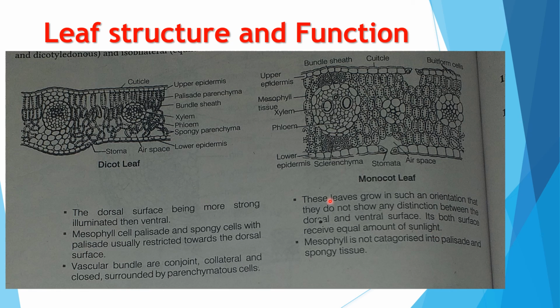So in this video lecture we discussed plant anatomy and its parts. Firstly, we discussed roots, stem and leaf in the types of monocot and dicot plants.